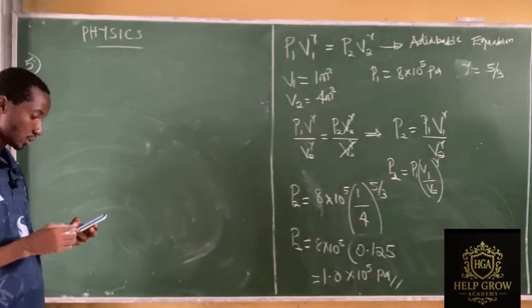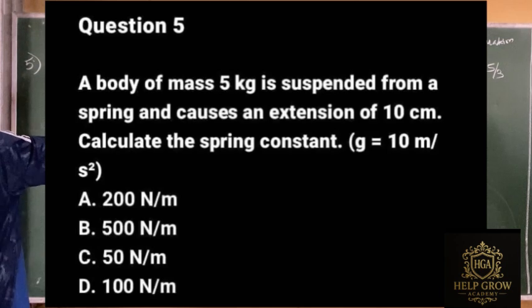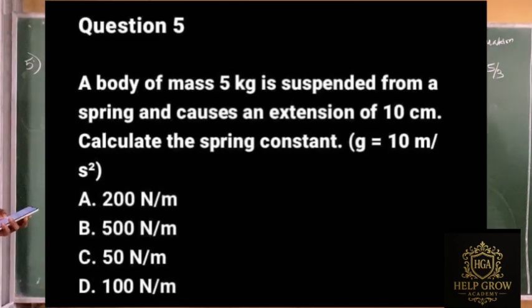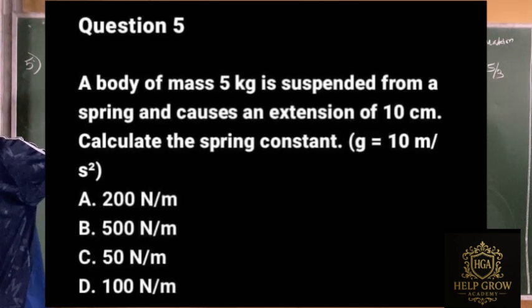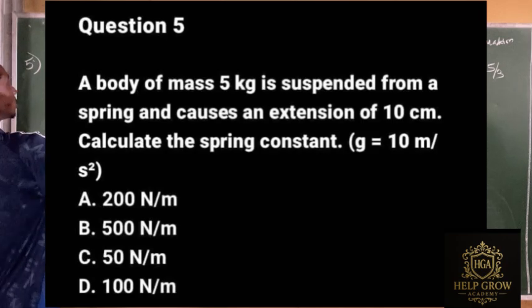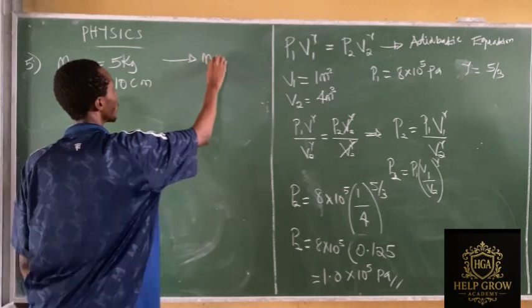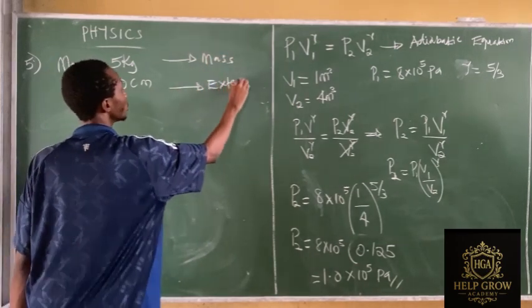Question 5 says a body of mass 5 kg is suspended from a spring and causes an extension of 10 cm. So they give us the mass, which is 5 kg, and the extension, which is 10 cm.